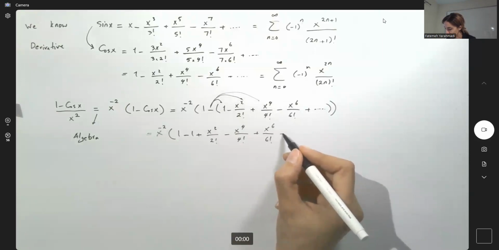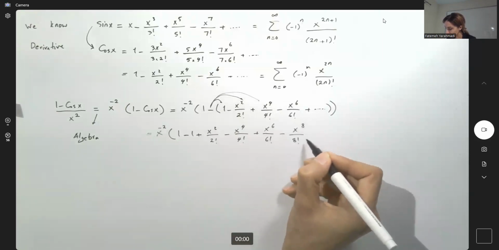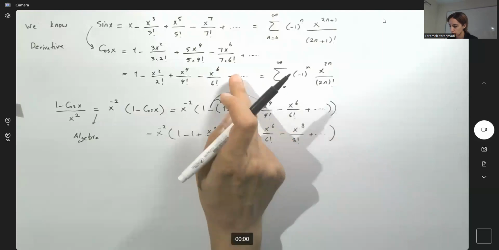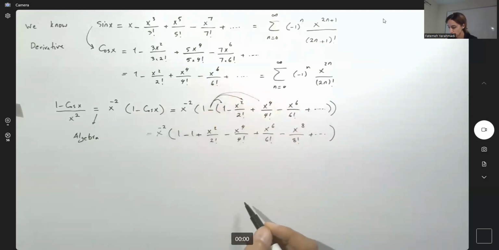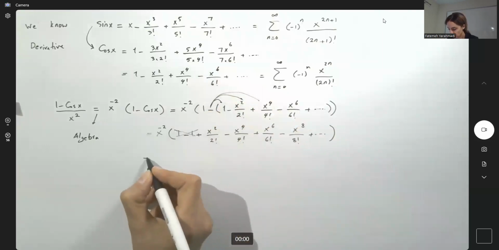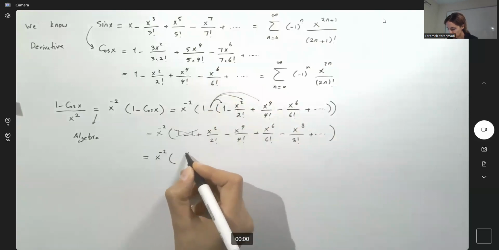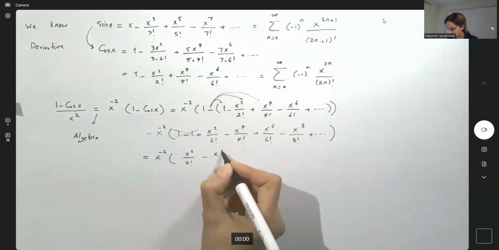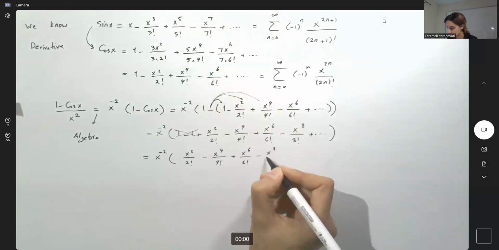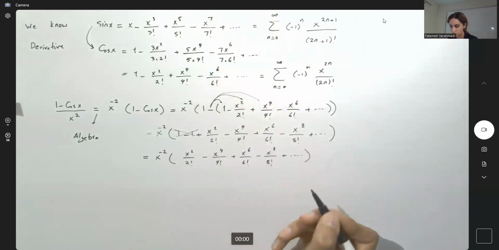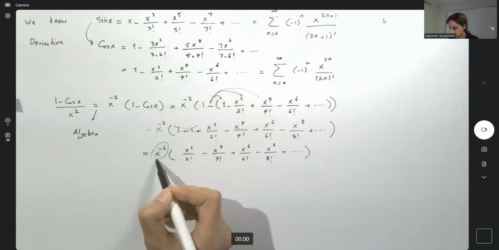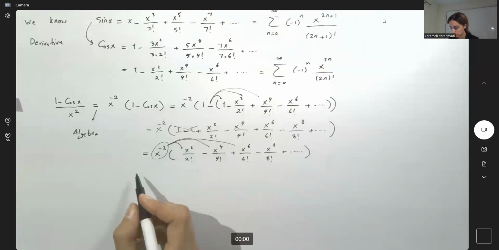And here you have, for example, negative x to the 8 divided by 8 factorial plus the rest of the terms. I'm just writing the rest of the terms here. You can continue this process and add the rest of the terms as well, as many as you need. So here, 1 minus 1 is basically 0. You have x to the power negative 2, open parenthesis, x squared divided by 2 factorial minus x to the 4 over 4 factorial plus x to the 6 divided by 6 factorial minus x to the 8 divided by 8 factorial plus the rest of the terms. Basic algebra, nothing calculus here. Distribute this guy into the parentheses and simplify as much as you can.